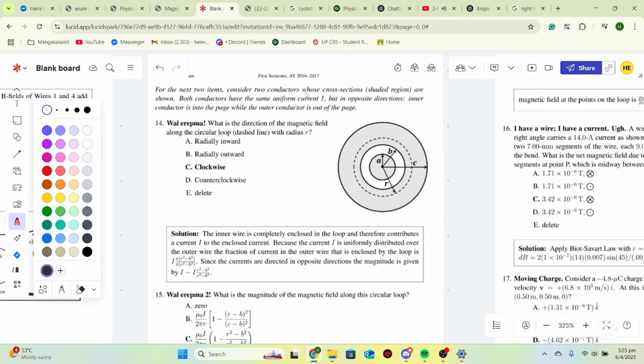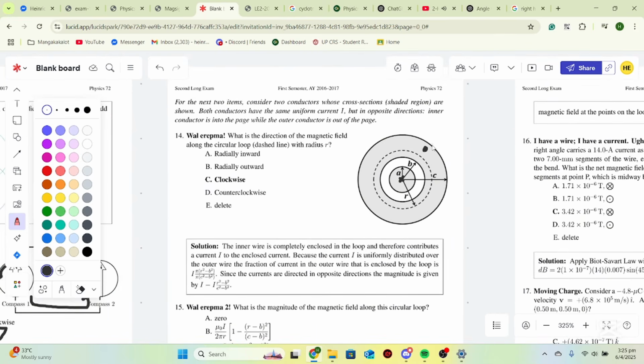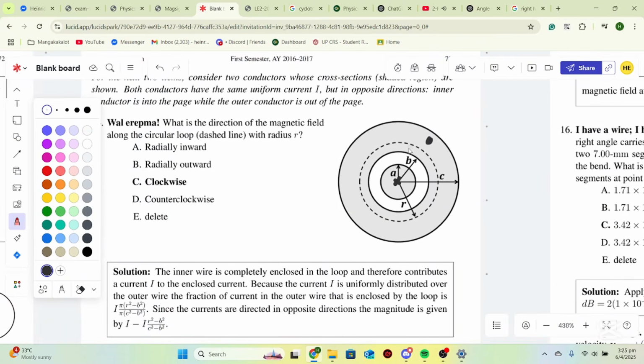For the next two items, consider two conductors whose cross-sections, shaded regions, are shown. Both conductors have the same uniform current I, but in opposite directions. Inner conductor is out of the page, outer is into the page. What is the direction of the magnetic field along the circular loop with radius r? Since the circular loop is only a little bit into the second conductor, A is super strong. So we will take priority of A, which points into the page. By the right hand rule, it's clockwise.